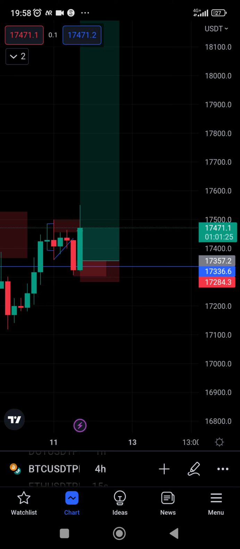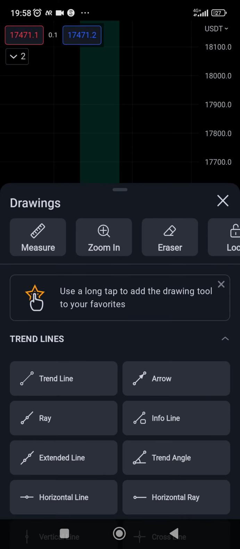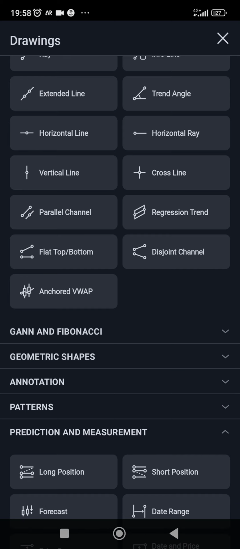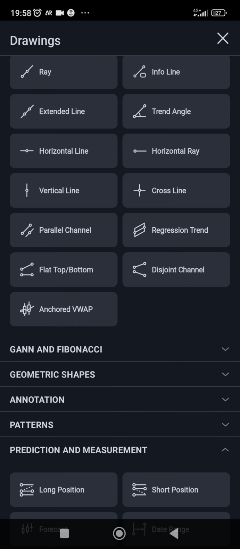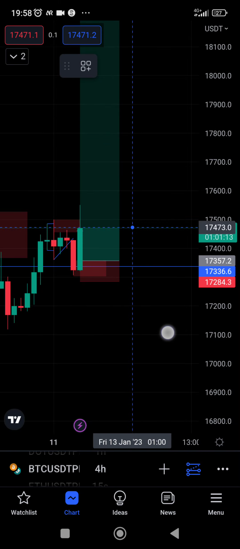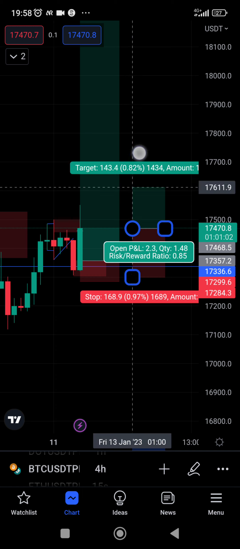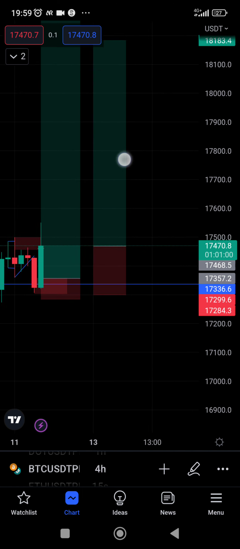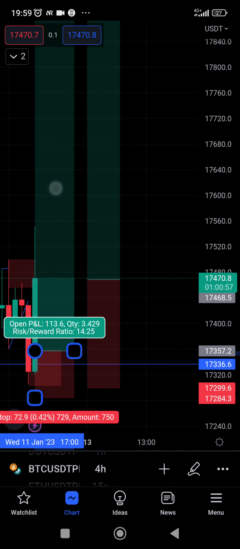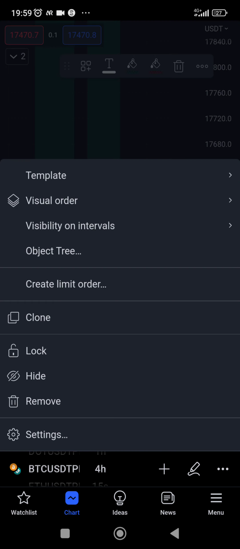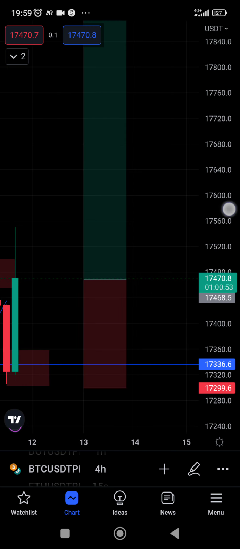Okay, so you want to place your trade. Pick your pen, drawing, and you take long. So you are entering your trade from here. Since you are trading a bullish engulfing, assuming that this green candle has completed forming, you just tap, drag to the end of this, then drag this to your take profit. Now you have your trade here.